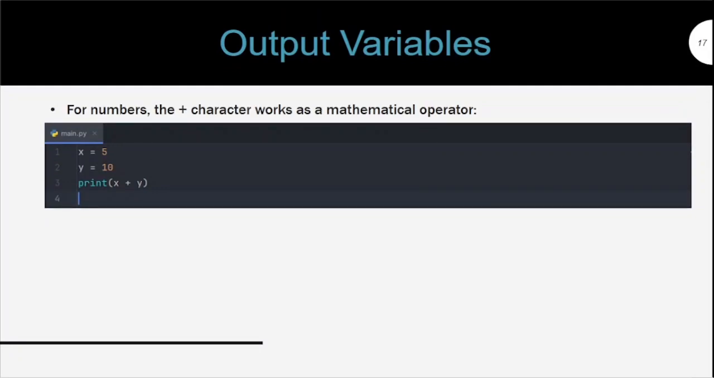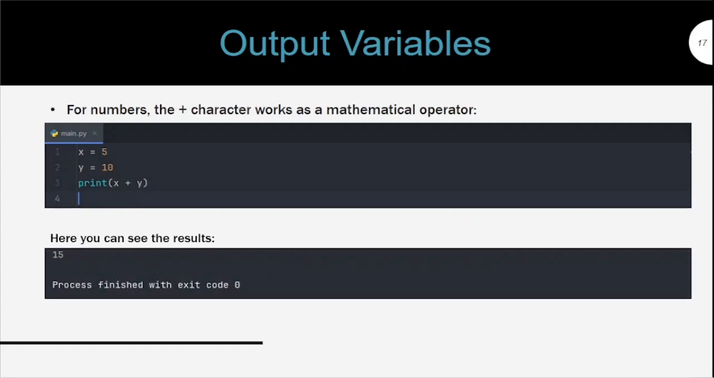So let's talk about the plus character for numbers. For numbers, the plus character works as a mathematical operator. For example, x equals 5 and y equals 10. If you print the value of these two, you would see 15 in the terminal, because we added these two numbers together.